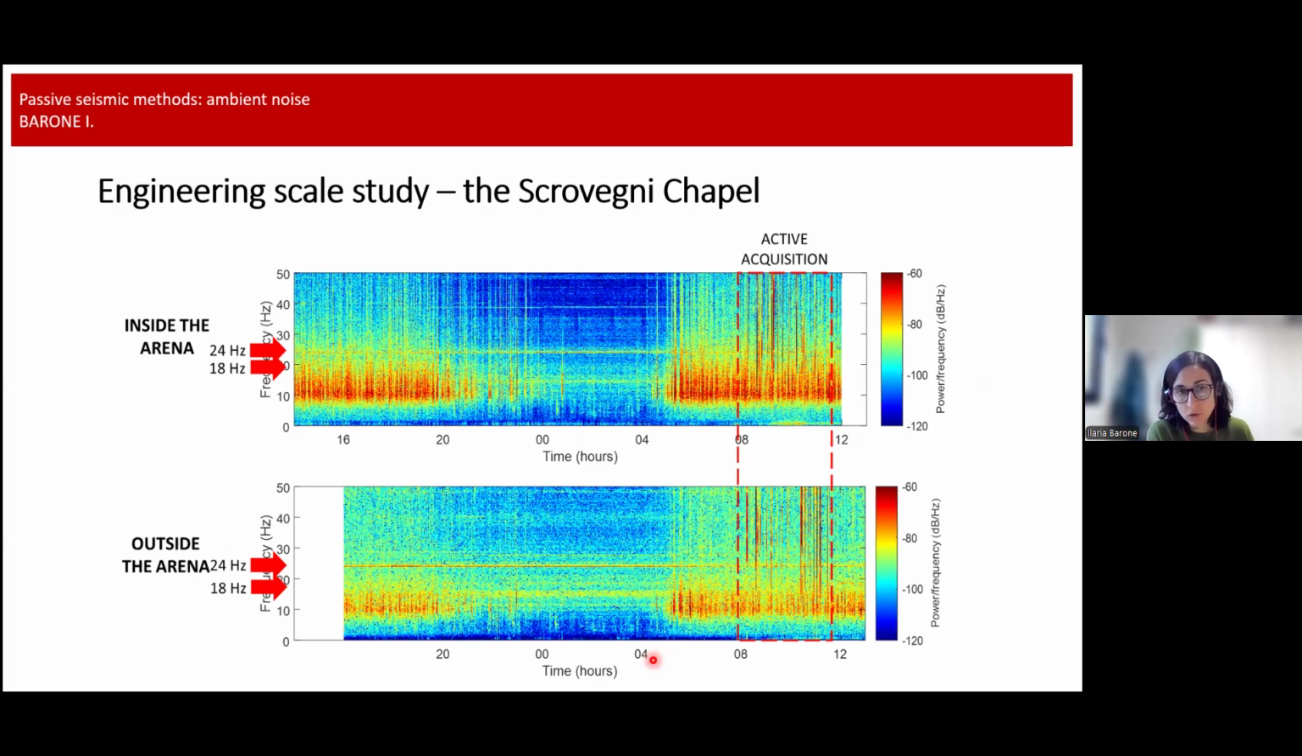These are two spectrograms, one for a receiver inside the amphitheater and one outside. And you can see that we have most of the noise happening during the day. You can recognize some monochromatic noise that is present both inside and outside. And these vertical lines correspond to the time where we did the active acquisition. So basically, these vertical lines are the active shots.